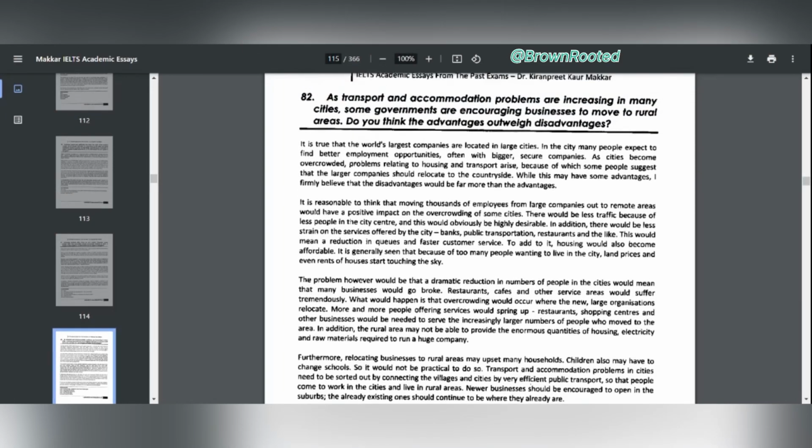So as we talked about, now we are going to go over task two of the writing section of the IELTS. As I said, whether it's academic or general, it's going to be an essay for task two. So regardless of which one you're preparing for, be prepared. You're going to get a heading like this, asking: as transport and accommodation problems are increasing in many cities, some governments are encouraging businesses to move to rural areas. Do you think the advantages outweigh the disadvantages?